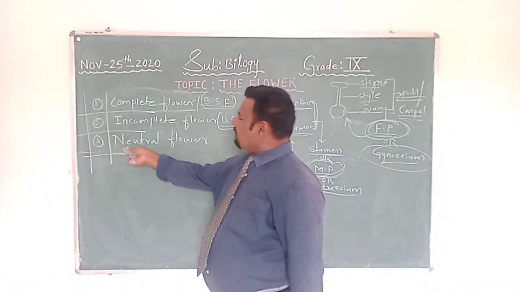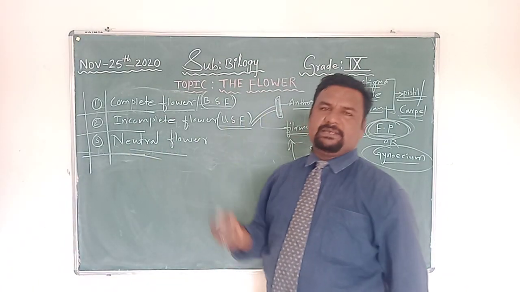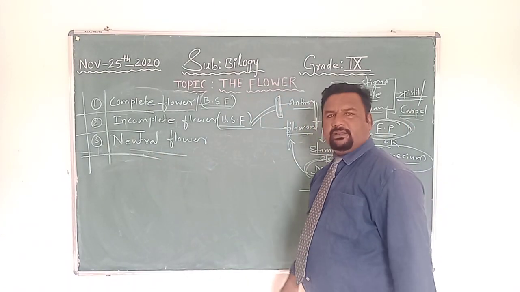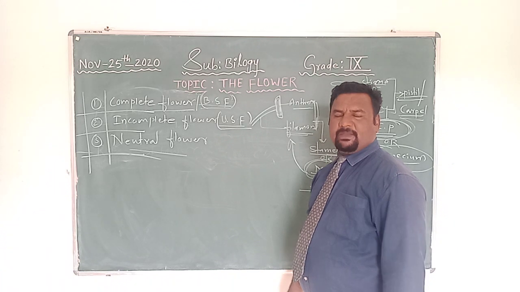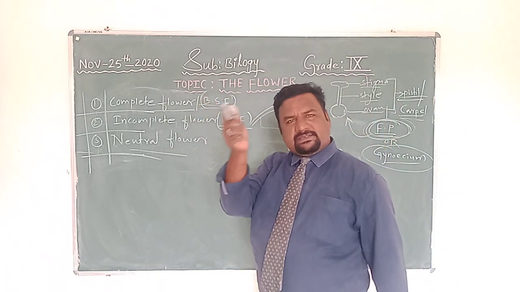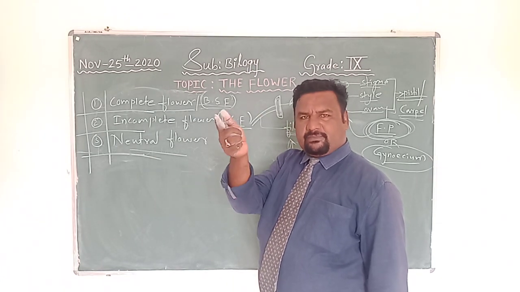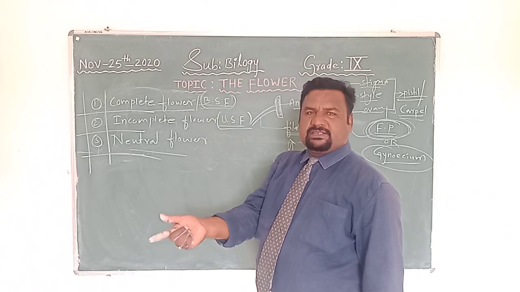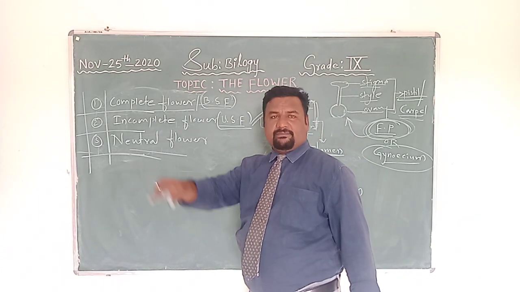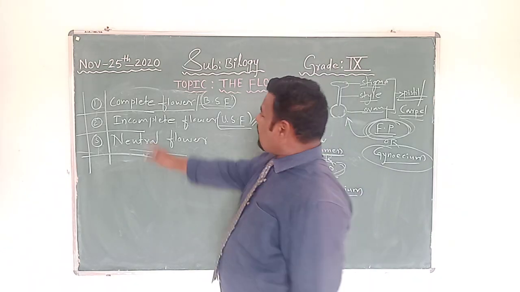And the third type of flower, see children, these types of flowers are made on the basis of presence and absence of male part and female part in a flower. If the flower has both male and female part, then it is called complete. If a flower is lacking one, any one is there, either male or female. If carpel is there, stamen is not there. If stamen is there, carpel and pistil are not there. So likewise, any one will be there, either male or female part. Such flowers are called incomplete.